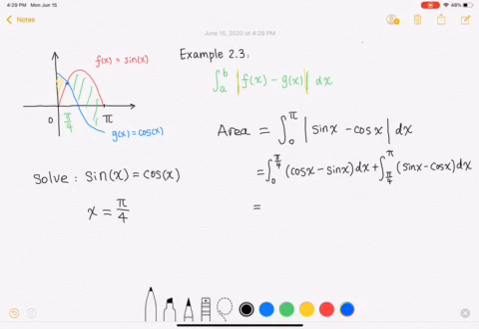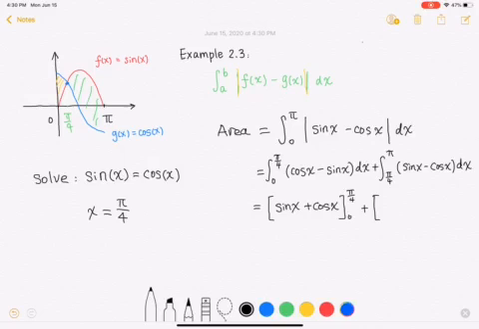Now you just take the integral term by term. The antiderivative of cosine is sine of x. The antiderivative of sine of x is negative cosine of x. So we solve for the value by plugging in pi over 4 and then subtracting when you plug in the value 0. And then you add the next area.